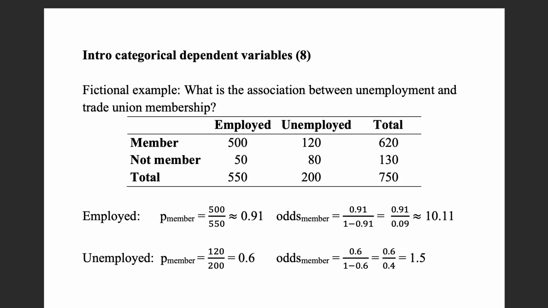So if we now want to calculate what the association is between unemployment or employment and trade union membership, we can just look at what the ratio of these two numbers is. Because that is literally what the odds ratio is.